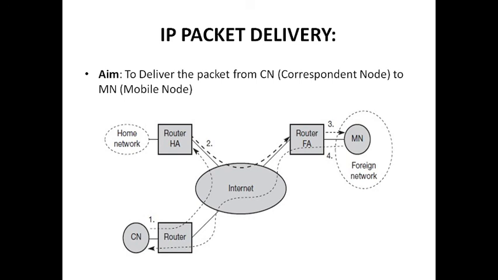Okay, so internet or source nodes will not be knowing anything about the destination node's address locations. This is because mobility should be invisible. This is what we have seen in the requirements of the mobile IP. Transparency should not be there. So this is how IP packet delivery is done.